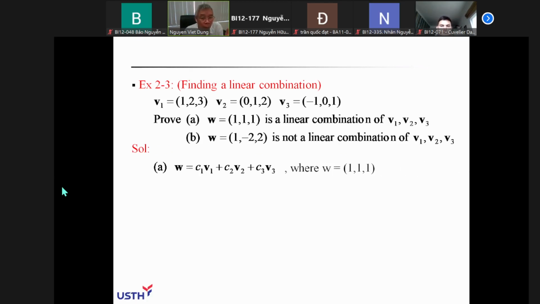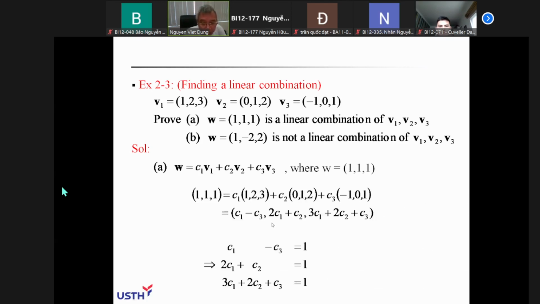In order to prove that one is a linear combination, we need to find the numbers C1, C2, C3 satisfying that equation. We know already that W equals 1, 1, 1, and v1, v2, v3 are given like that. So we substitute all of them inside that equation. What do you get? We get that, and again we do some calculation and we get the system of linear equations like that. And we need to solve the system to find C1, C2, and C3.